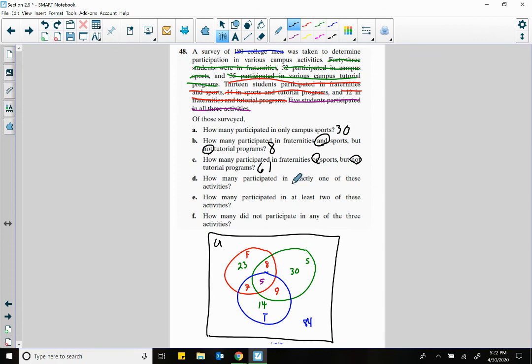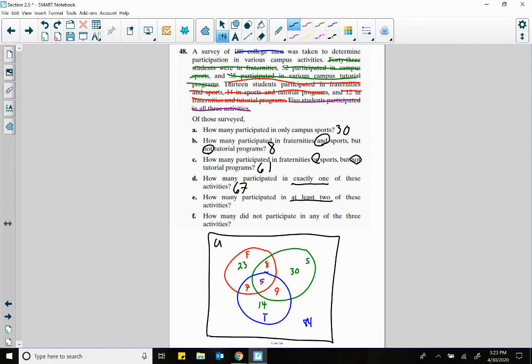All right, so dealing with the rest of these real quick. How many participated in exactly 1? Well, we're going to take the 23 plus the 30 plus the 14. Because the 23, these are only fraternities. 30 is only sports. The 14 is only tutorial. And if you add all those up, you get 67.